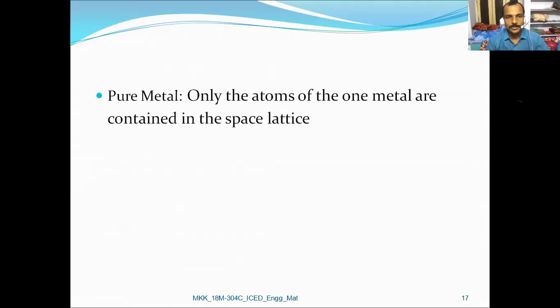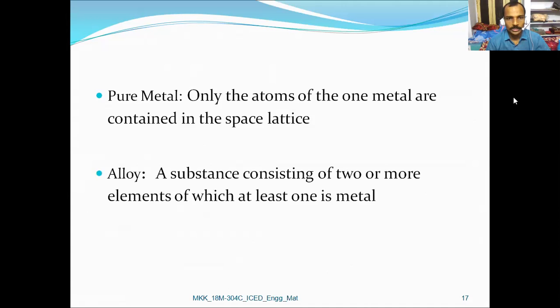So now let us focus on the pure metal and alloy. What is a pure metal and what is an alloy? Coming to the pure metal, only the atoms of one metal are contained in a space lattice. That is pure metal. Whereas an alloy is a substance which consists of two or more elements, out of which at least one should be a metal. Nothing but a substance consisting of two or more elements of which at least one is a metal.